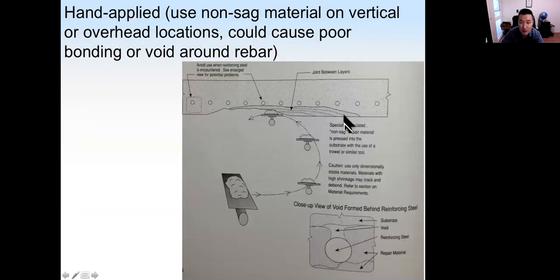And for some small repair jobs overhead, we can use hand-applied non-sag materials, which are materials with very high viscosity. When we apply them overhead, they will not drop off due to their high viscosity. We can do that for vertical surfaces and overhead locations. Make sure you apply enough force to ensure good bonding and to ensure good wrapping of the reinforcement. So this is the most basic repair method for small repair jobs.